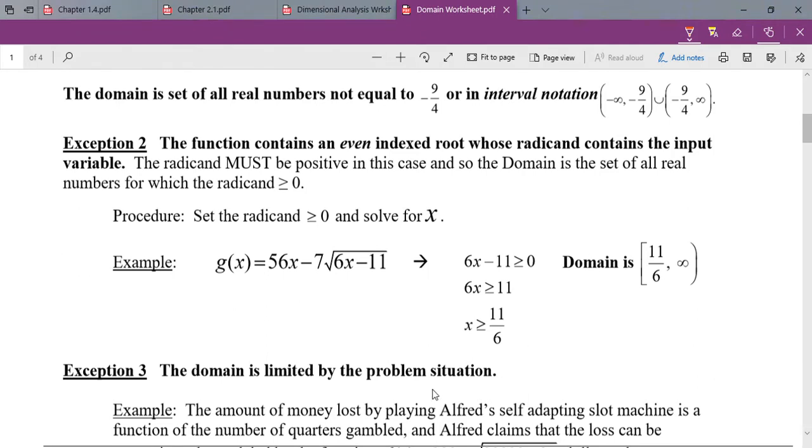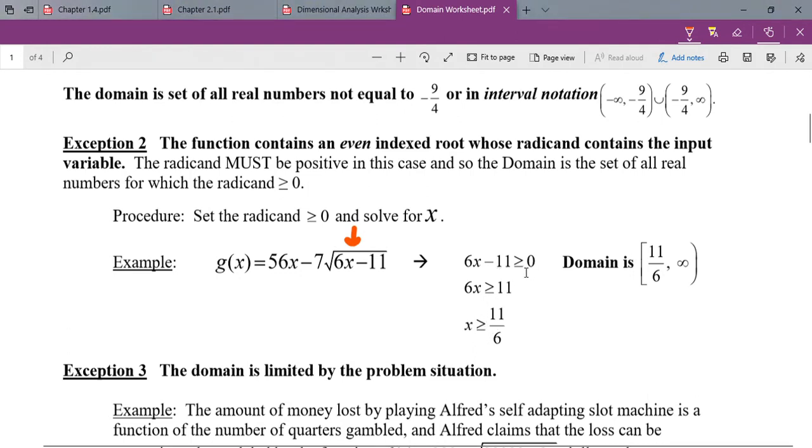Now, we're not worried about this 56x minus 7 multiplied part. We're worried about what's under the radical. If you remember, the radicand is what's under your radical sign here, the square root. So we're going to take what's under it, and like it says here, we're going to set it greater than or equal to 0. So we've got 6x minus 11 is greater than or equal to 0. We're simply going to solve. We add 11 to both sides, and then we divide by 6.